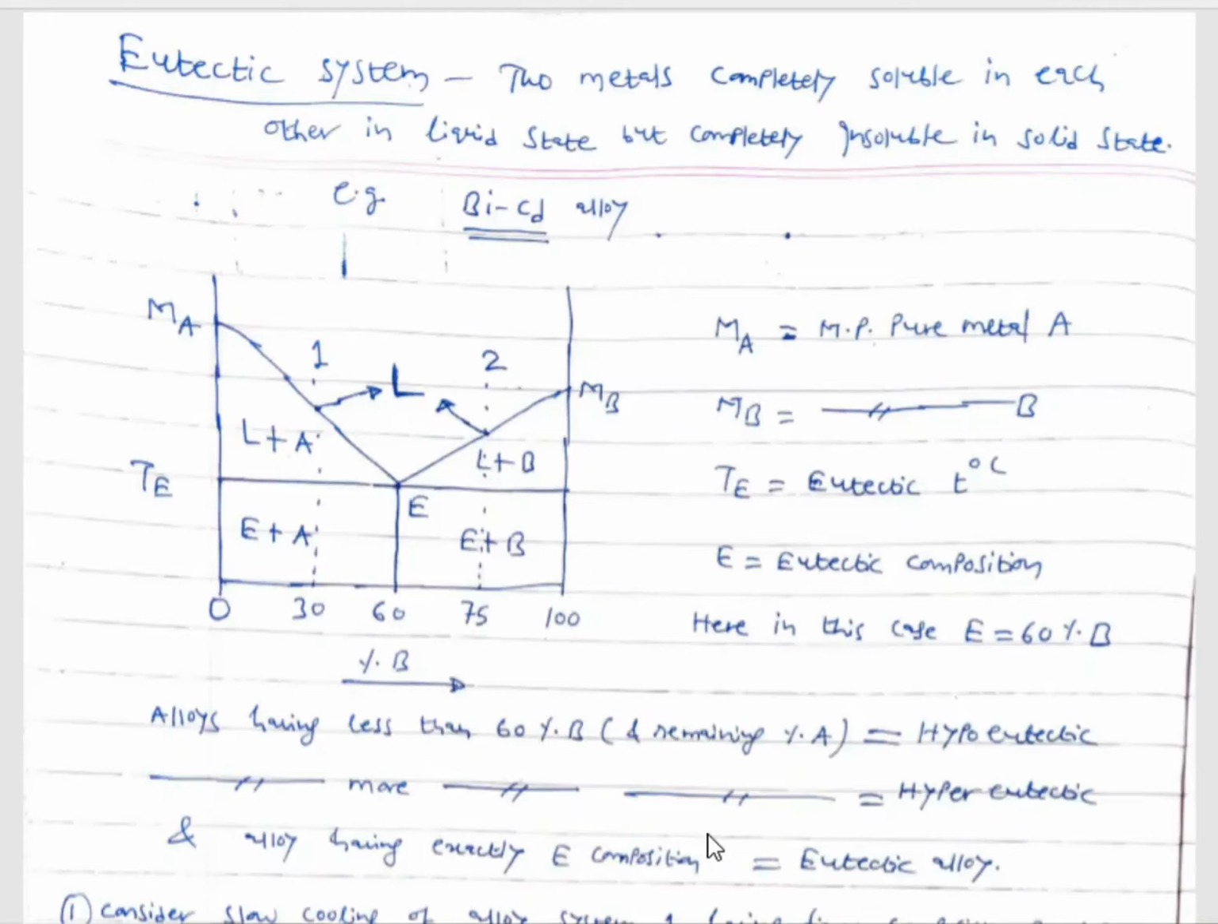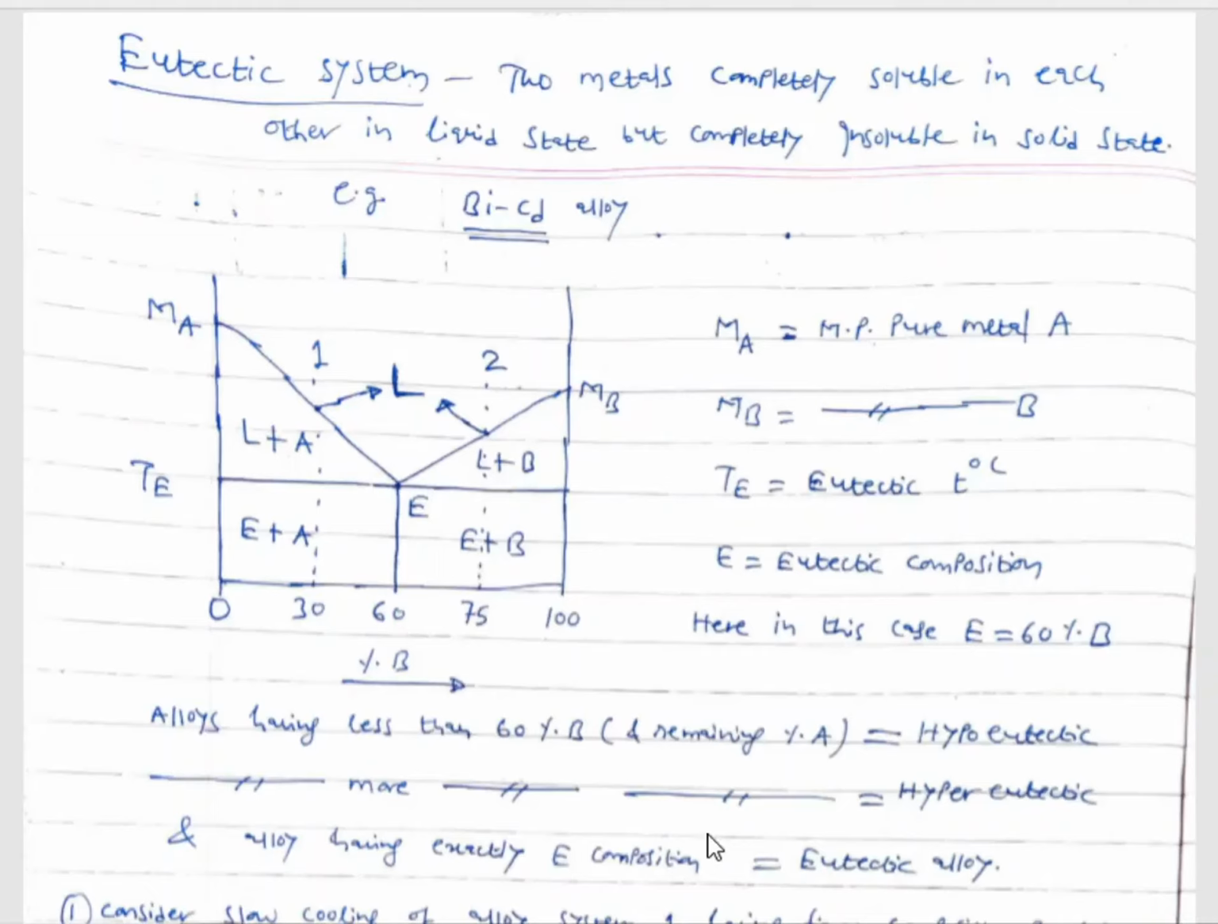In this equilibrium diagram, Ma is corresponding to melting point of pure metal A, Mb is the melting point of pure metal B, Te is the eutectic temperature, and E, belonging to compositional axis, is called eutectic composition. So here in this example, E is equal to 60% B.